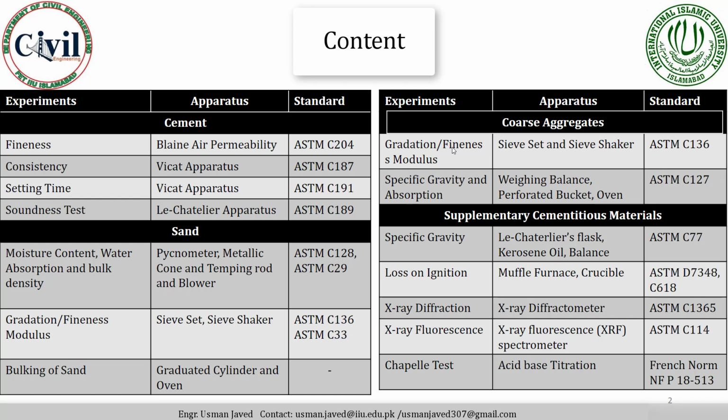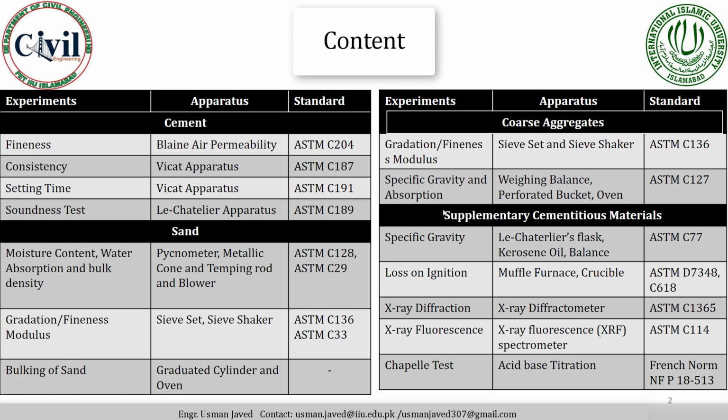Coarse aggregates include, obviously, the particle size which is above the sieve number 4 or 4.75 millimeter sieve, which will be treated as coarse aggregate. We'll discuss its gradation, fineness modulus, and specific gravity and water absorption characteristics.